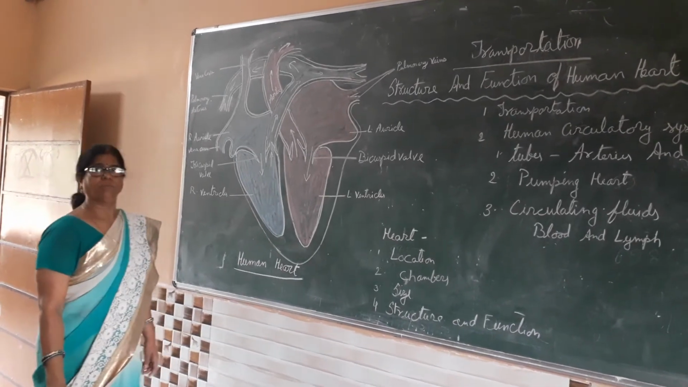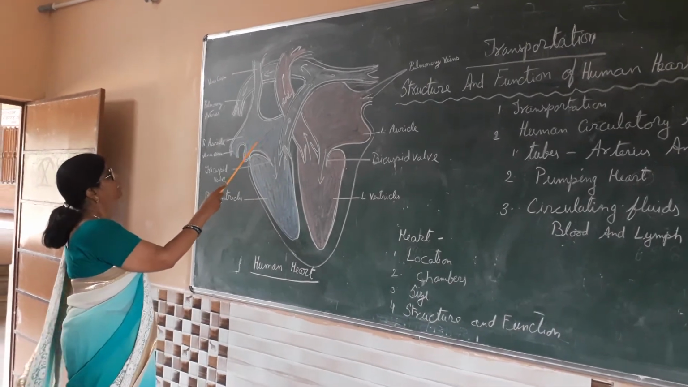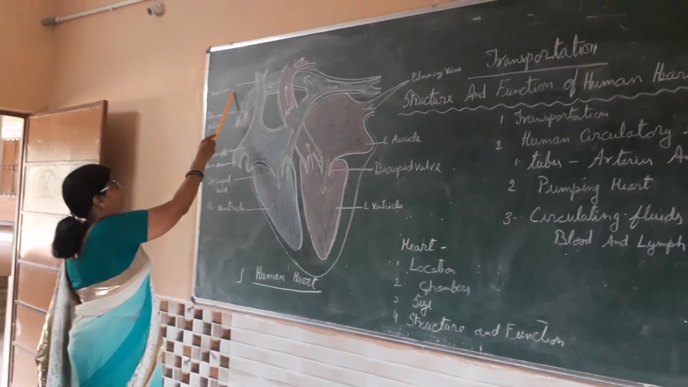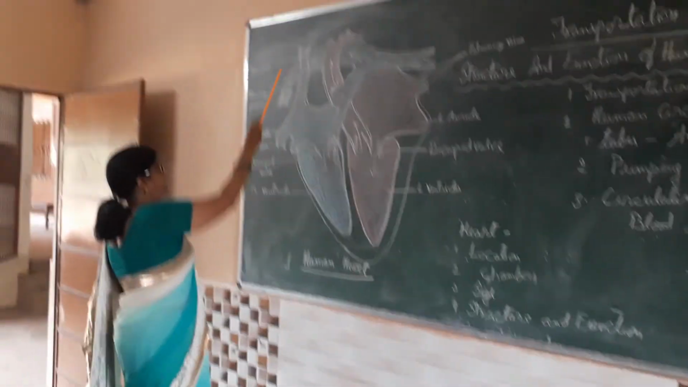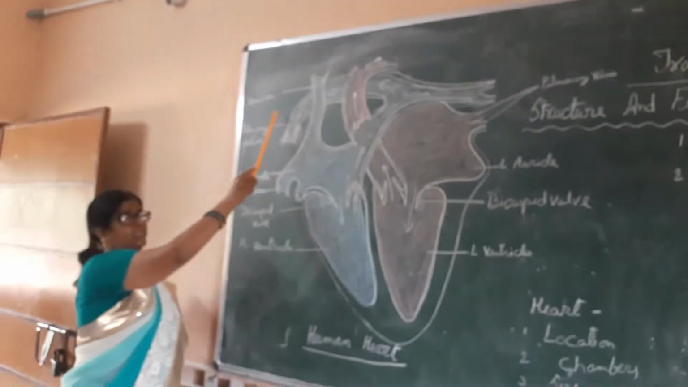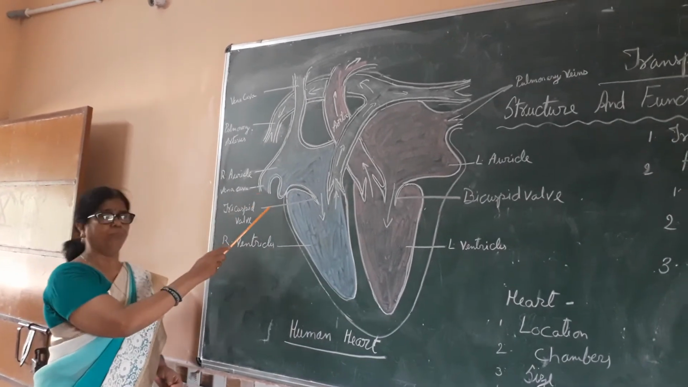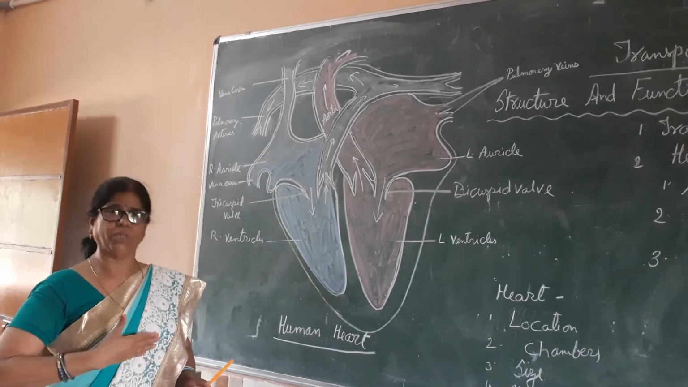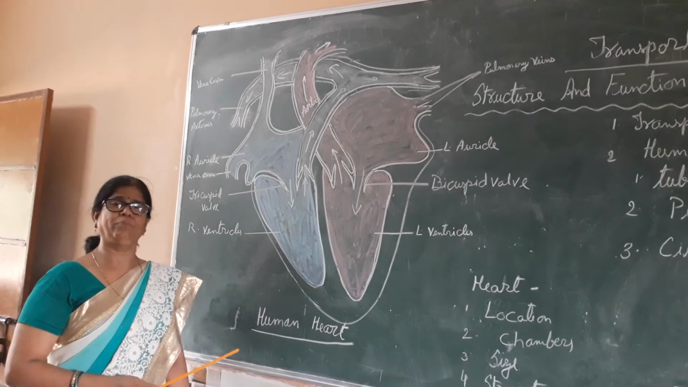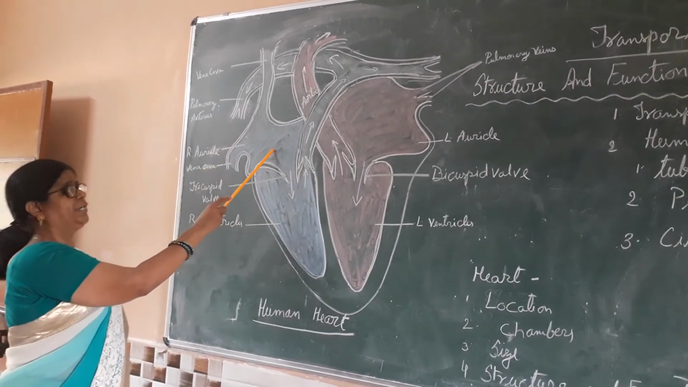The deoxygenated blood from the different parts of the body is carried first into the right auricle by the vena cava. There is the superior vena cava and the inferior vena cava. The superior vena cava brings the deoxygenated blood from the upper part of the body, while the inferior vena cava brings the deoxygenated blood from the lower and the middle part of the body. The coronary sinus also brings the deoxygenated blood from the wall of the heart into the right auricle.